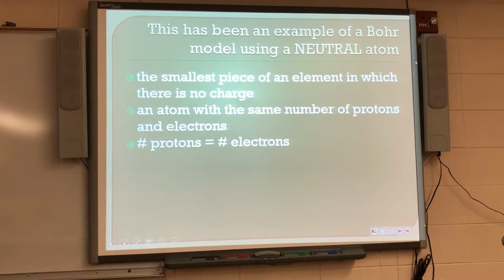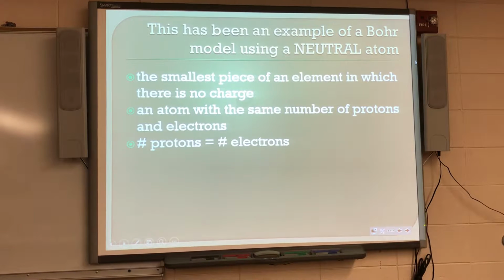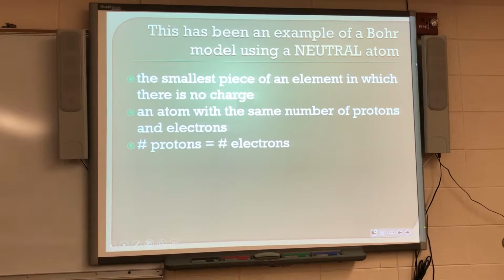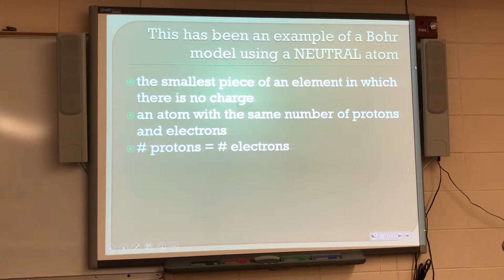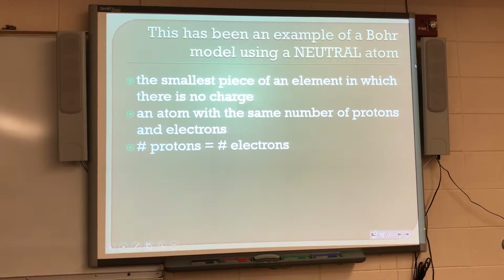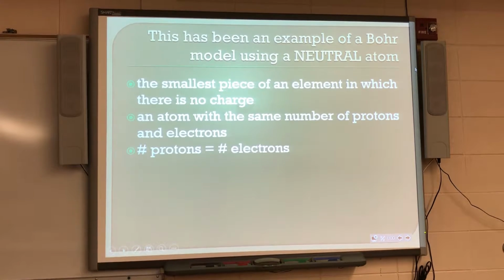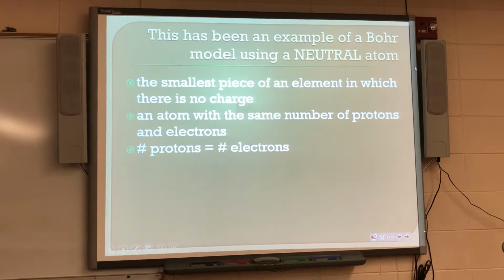All right. So make sure you guys remember, and by the way, we're on the last page of our notes now, and this writing is already on your notes for you. The smallest piece of an element in which there is no charge is a neutral atom. The atom has the same number of protons as it does electrons. And so you can see in symbology form, I said proton number should equal electron number.